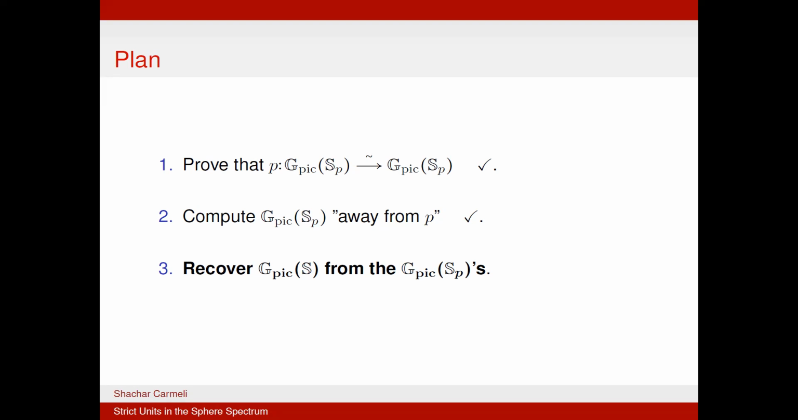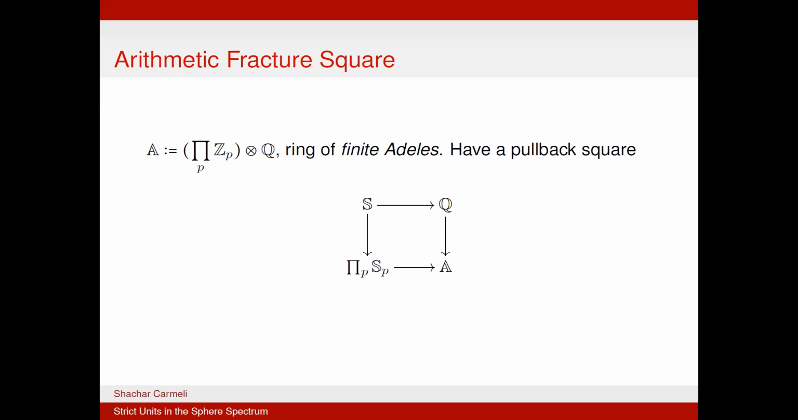And now the question is how to relate those various strict Picard spectra of the p-complete spheres to the strict Picard spectrum of the sphere. And well, this kind of gluing procedure is usually called the arithmetic fracture square. So let me denote by A the rationalization of the product of all the Z_p's, and this is also known as the ring of finite adeles. So it is a tuple of elements of the various Q_p's, but such a tuple which has only finitely many denominators uniformly. So almost all elements are actually p-adic integers.